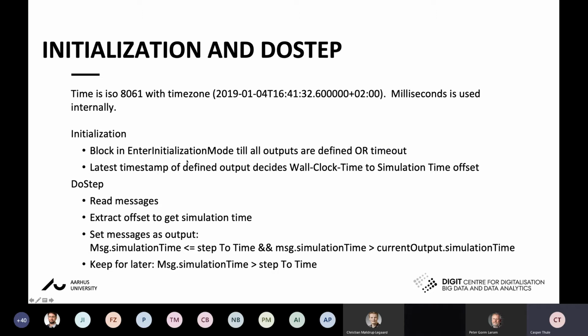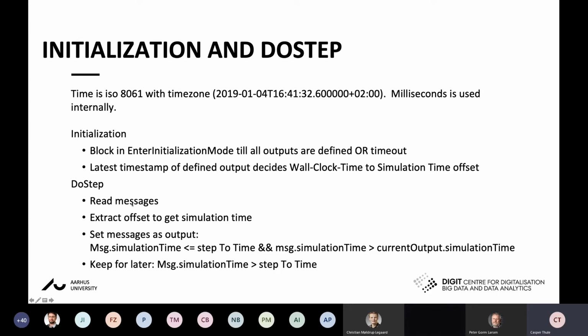So initialization is that if you have a RabbitMQFMU that would like to receive or output 5 different variables, then we need to block and enter initialization mode because these outputs have to be available to the other FMUs. So we receive all 5 messages, or we block until we receive them, and we use the latest timestamp of these outputs to define the actual output, which creates an offset between the wall clock time and the simulation time.